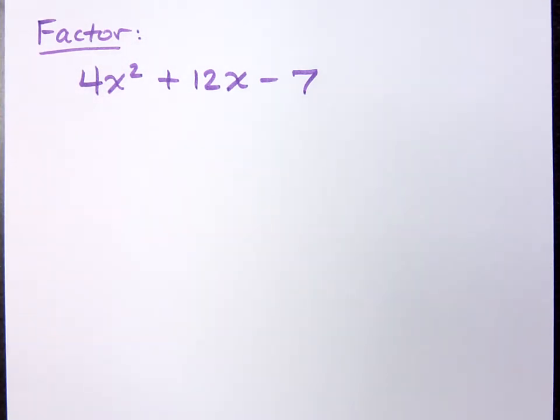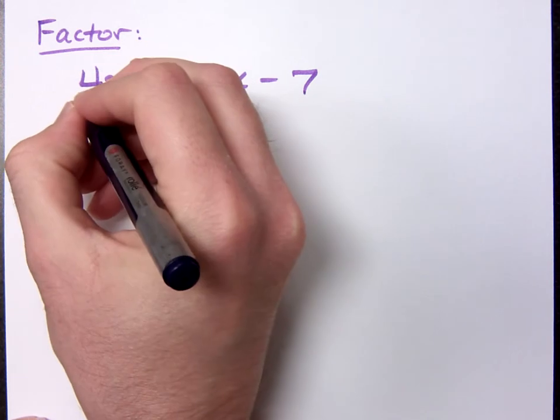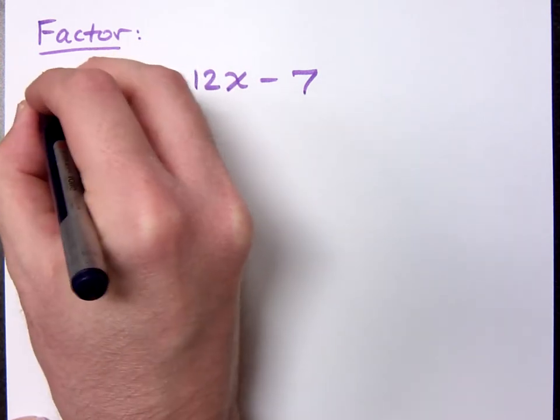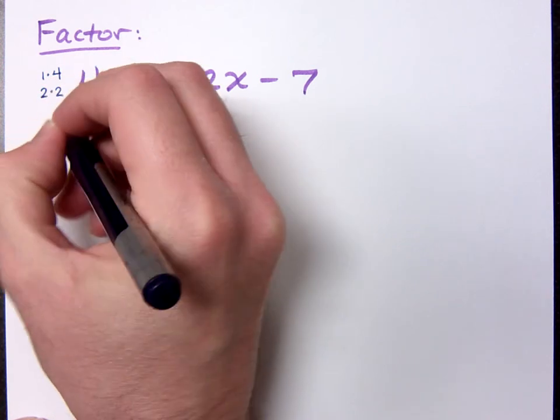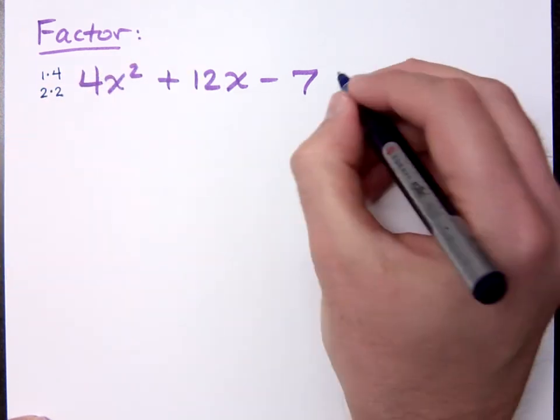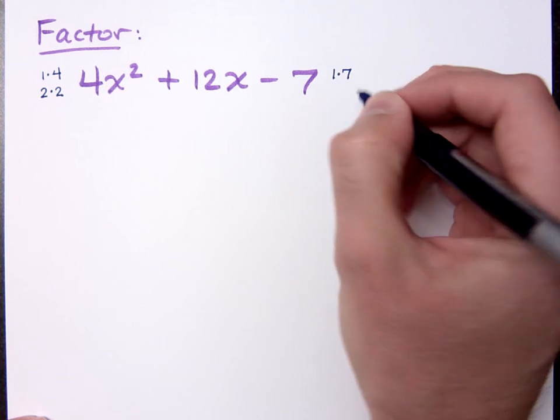So there's another thing I want to show you to help you in terms of factoring. But in order to do this, you have to be able to completely list your factors for your lead coefficient and for your constant. So the factors for 4 are 1 and 4 and 2 and 2, right? And the factors for 7 are just 1 and 7. You don't really have a choice there.